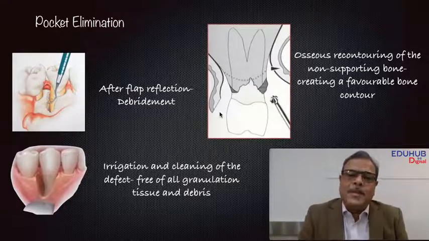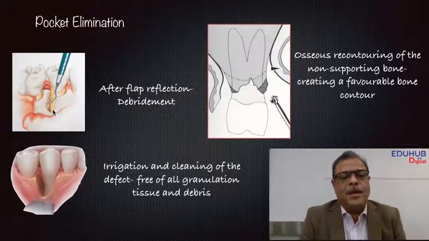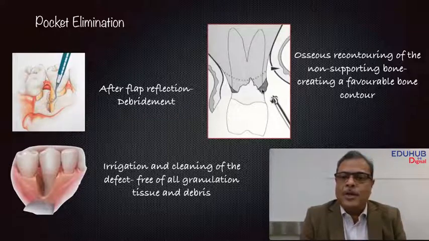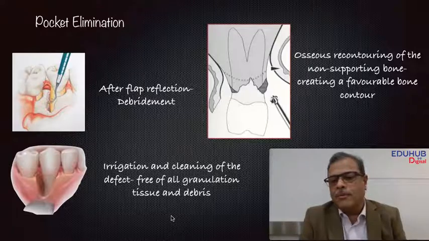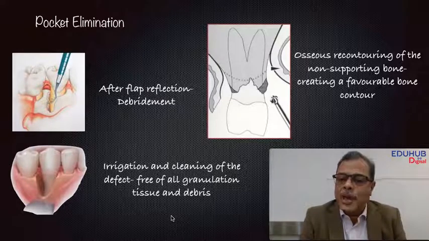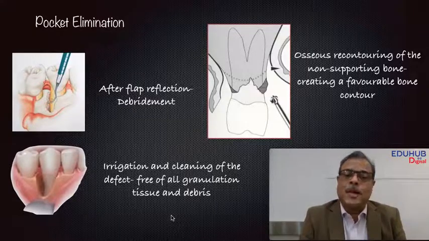So here are some pictures that are showing you eliminating the pocket after reflection of the flap and debriding the areas, cleaning the root, maybe doing some osseous recontouring of non-supporting bone, creating a favorable bone contour, irrigation, cleaning up the defect area. Many people have advised some treatments there, but there is no real 100% solution. You can use grafts, there are multiple grafts available in the market, and then you can also use a membrane covering that as well.